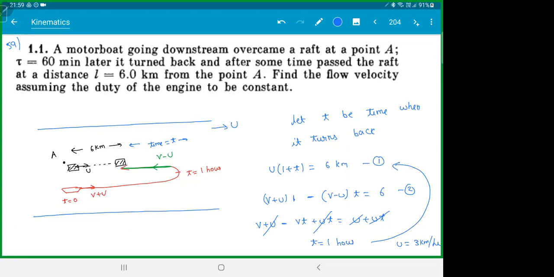Do look at the steps. I took the total red-cut distance minus the green-cut distance. I'll shade this in red. So this is (v plus u) into 1, that's the distance while going down. This is (v minus u) into t, this is the distance while coming back. The difference should be 6. Is that making sense? All clear with this?